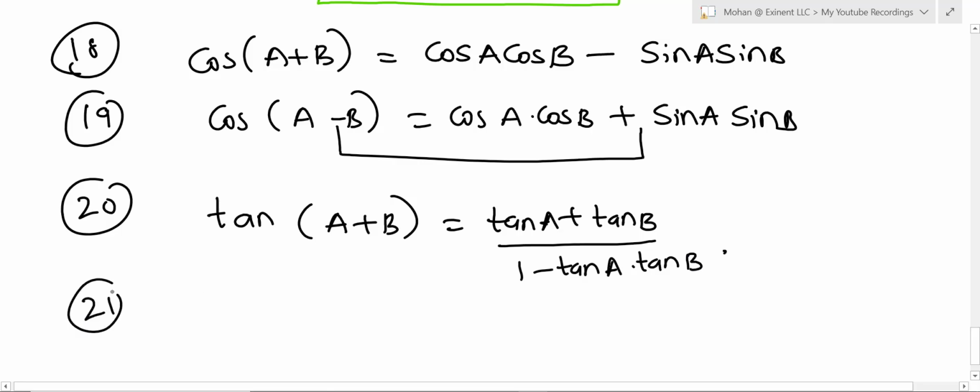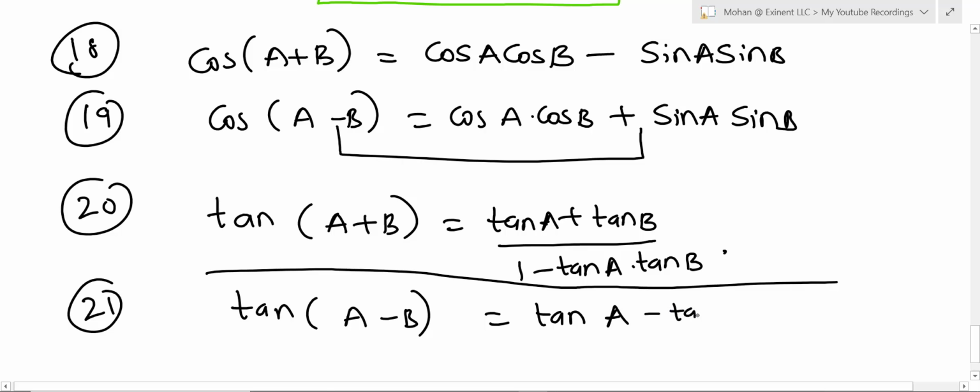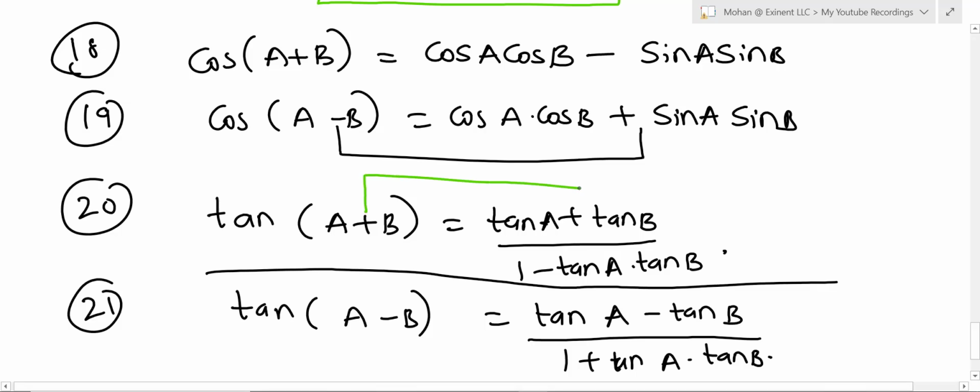Next one is, how much would tan of A minus B be? That would be tan A minus tan B divided by 1 plus tan A tan B. Try to get the fact that for tan of A plus B, the numerator has a plus, and if there is a minus, in between them minus is coming. And in the denominator, what's happening?